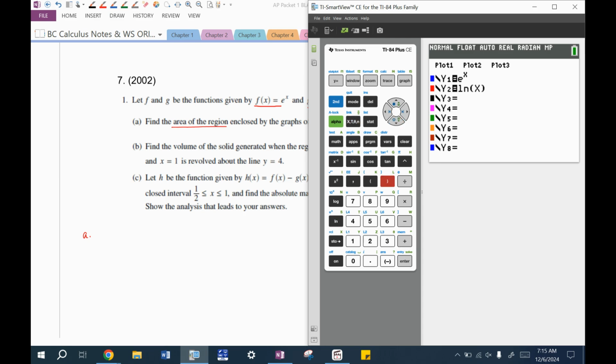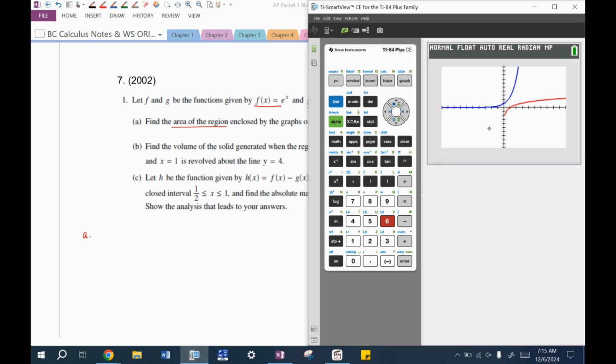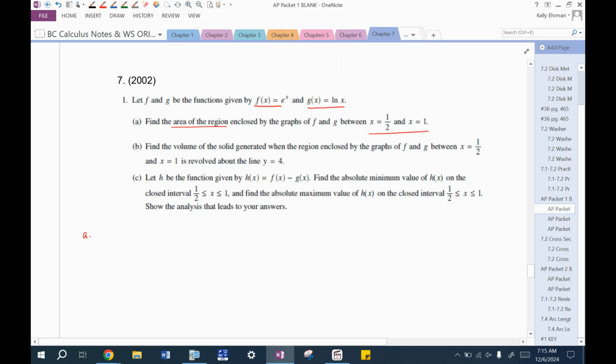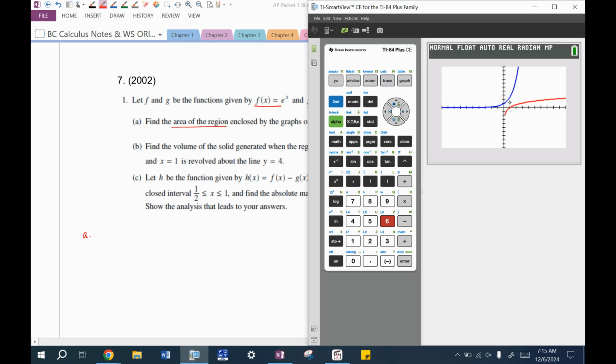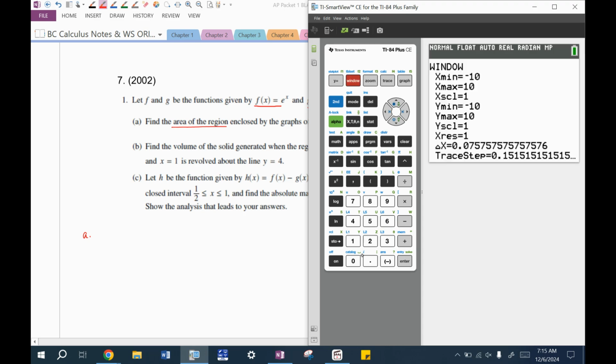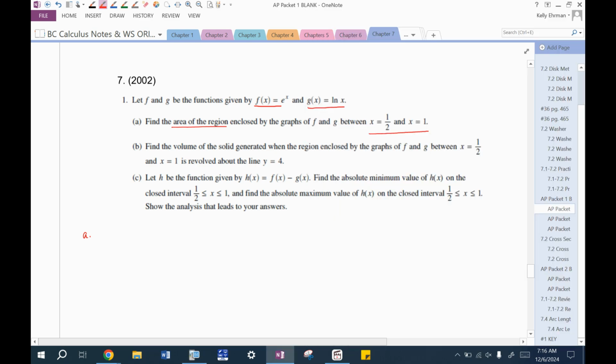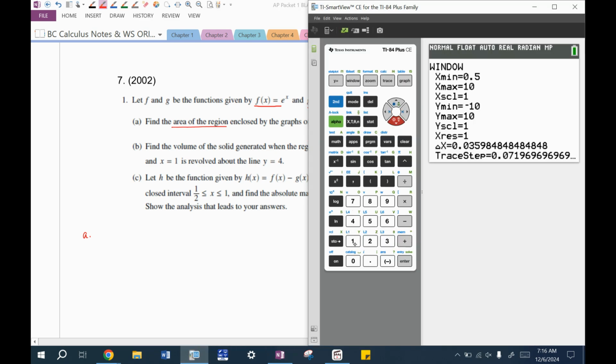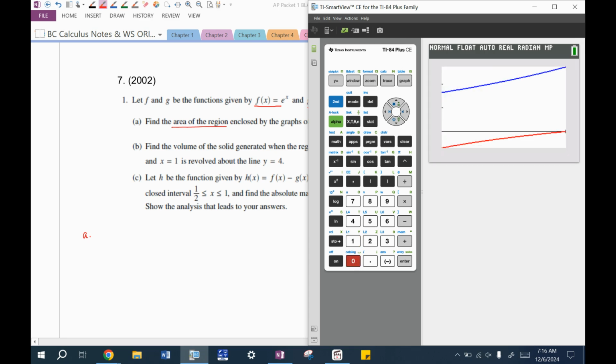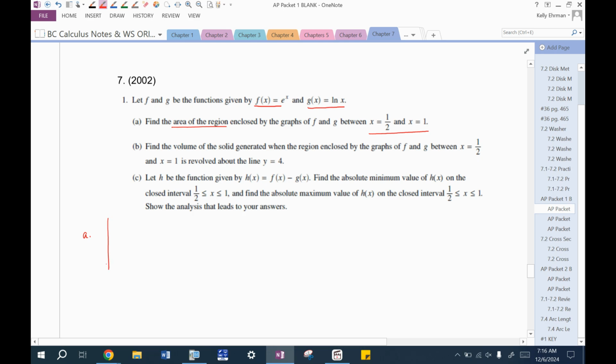Now, what about your window? You could just do zoom 6 if you're not sure, and then zoom things in. And there is no intersection here, right? These are inverse functions, but we're looking between x equals 1/2 and 1. So maybe I will adjust the window just so I see the portion that I'm looking at. So zoom fit. It's this weird little region here. So, all right, let's sketch that graph.